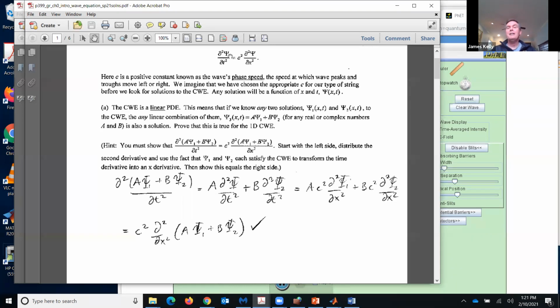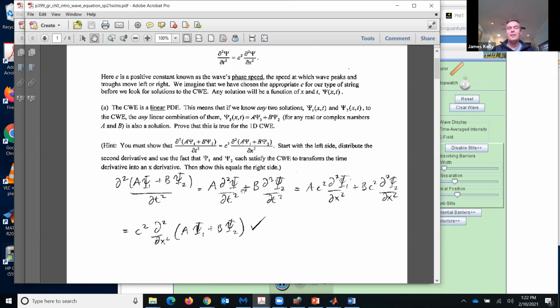And now I'm going to use the fact that psi1 and psi2 both satisfy this differential equation. So a second derivative... oh, I'm sorry, I see an omission here. This should have a 1 subscript on it, just like this one has a 2 subscript on it.